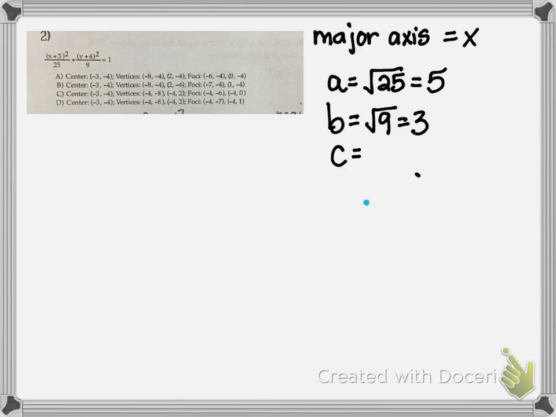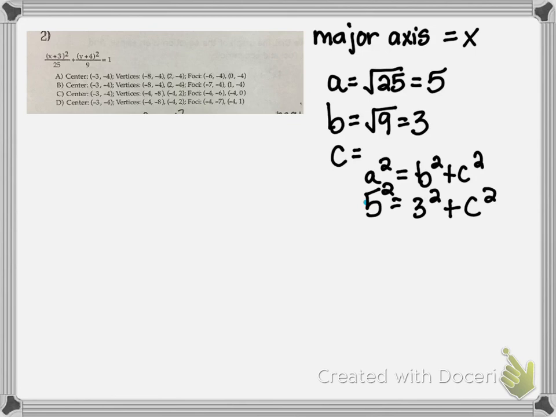And given that example, we're going to do a squared equals b squared plus c squared. So my b squared is going to be 3 squared. I have 5 squared plus c squared. So it's going to be 25 minus 9, which is going to be 16. So I found that my c is equal to 4. So since my c is equal to 4, that means that there is a length from my center to my foci of 4 units.